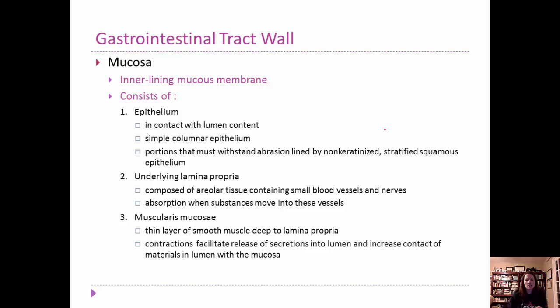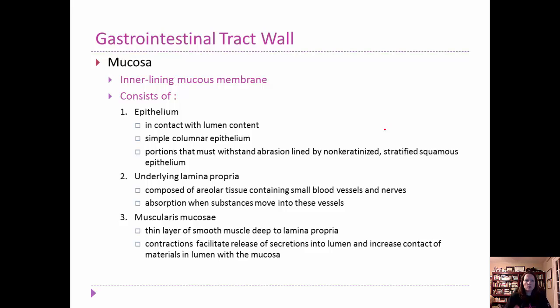However, we do have portions that are going to be lined with stratified squamous epithelium, because remember, that was the tissue that was responsible for protection. So any structure that has to withstand any kind of abrasions, like your oral cavity, your pharynx, these are going to be lined with that non-keratinized stratified squamous epithelium. Right under that, or beneath that, I guess I should say, is going to be the underlying lamina propria. This is going to have areolar connective tissue, and what we have in the areolar connective tissue is going to be blood vessels and nerves.